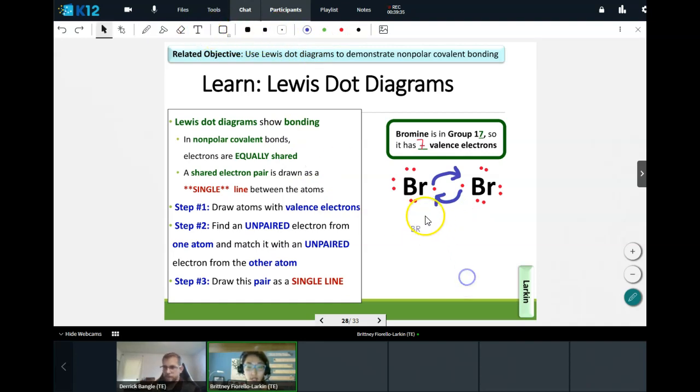All right, so I have bromine on one side. Sorry, let me just draw this out normally. So I have bromine over here on one side, bromine over here on the other side. And I'm going to go ahead and draw this as a single line between the two of them. Keep in mind that this actually does count as 2 electrons.